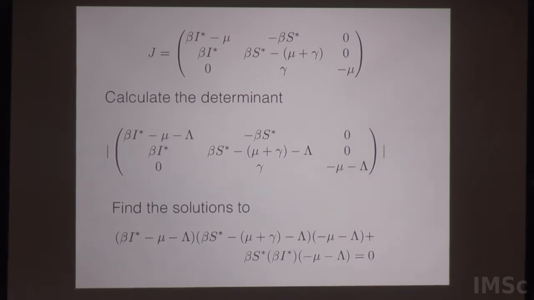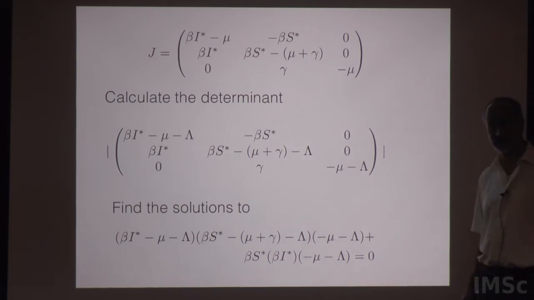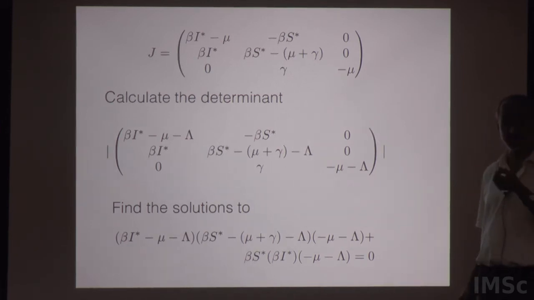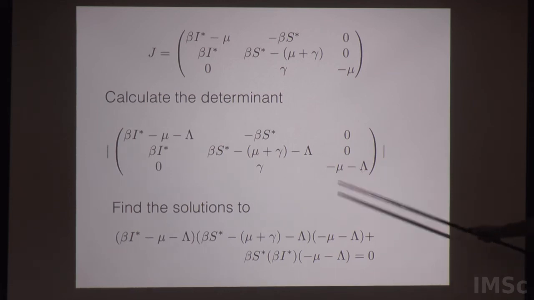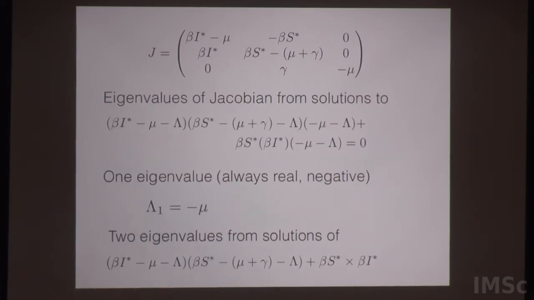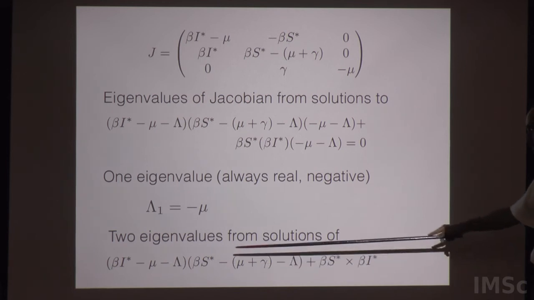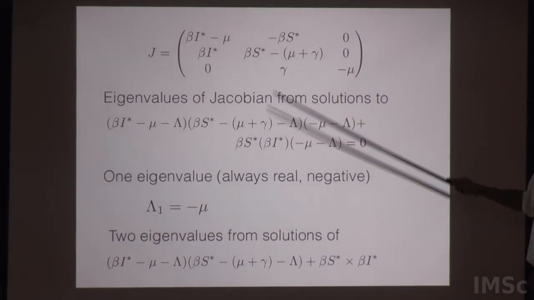Therefore, any perturbation about any of those fixed points, either the completely disease-free fixed point or this endemic fixed point, will decay. Sorry, let me take that back. This is calculated only for the endemic fixed point because I put the stars in there appropriately. I expanded about that particular point. So this is the eigenvalue that is always real and negative, and there are 2 more eigenvalues that follow from the solutions of this part of the equation.